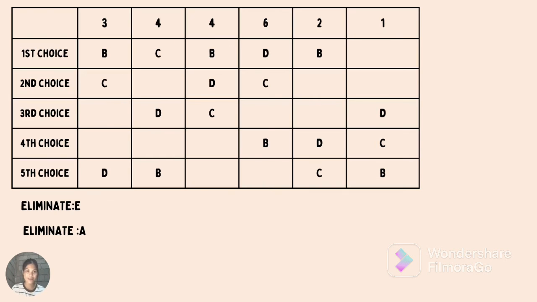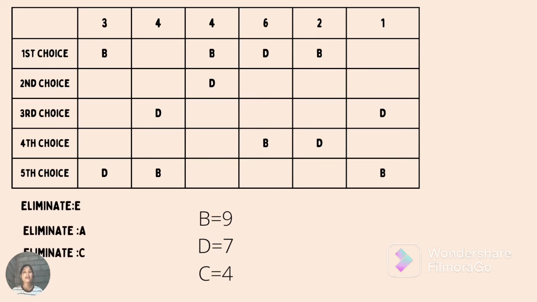Ayan. So, ngayon, sino yung may pinakamababang score? Diba si letter C kasi may 4 na lang. Kasi si B mayroon 9: 3 plus 4 plus 2 equals 9. Tapos si letter D naman is equals 7. Diba? Kasi 6 plus 1 equals 7. Si C, 4 na lang yung points niya kaya siya yung matatanggal. Eliminate si C, tanggalin na siya.